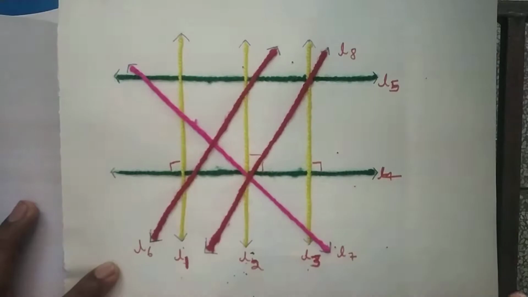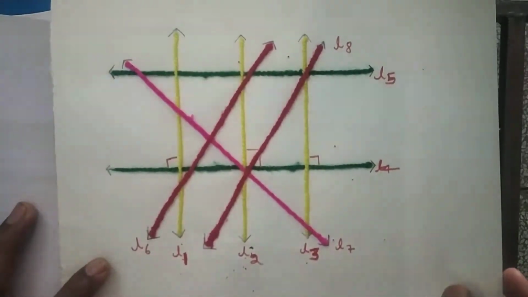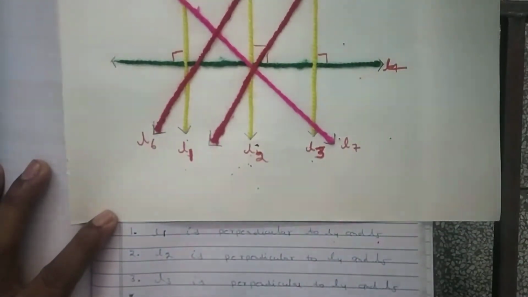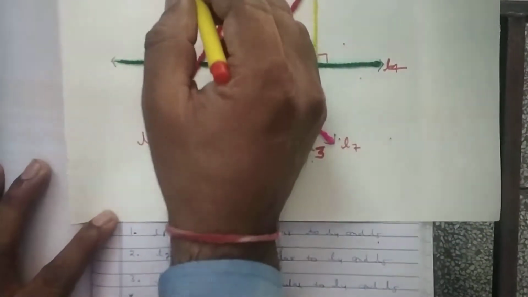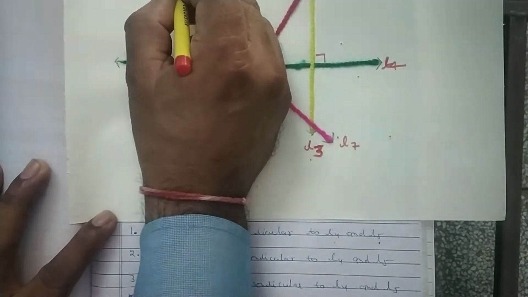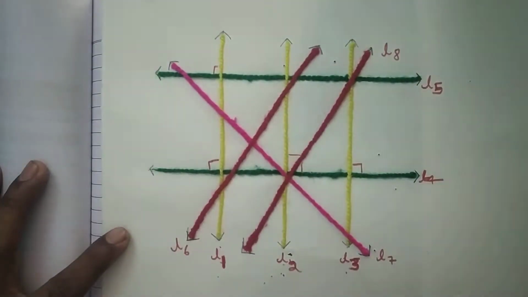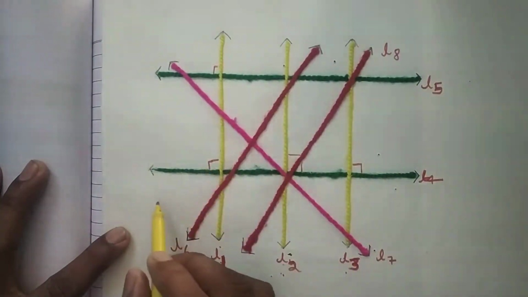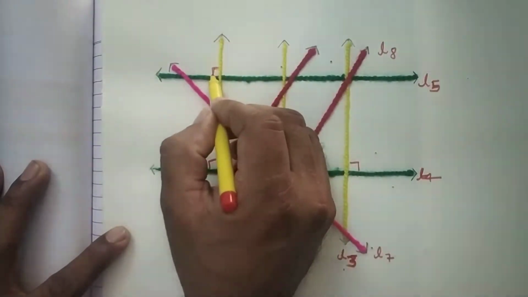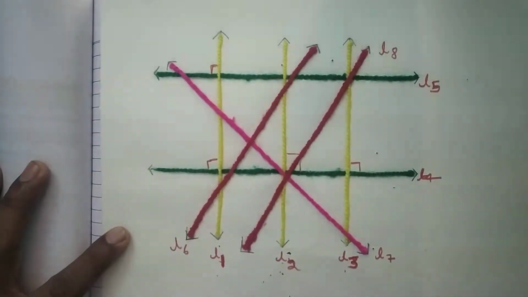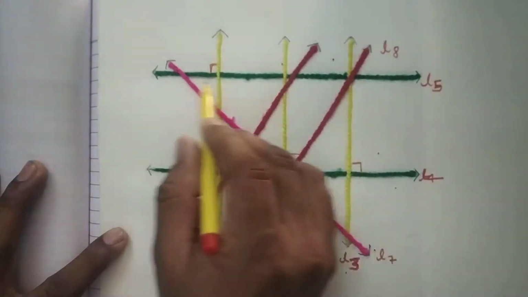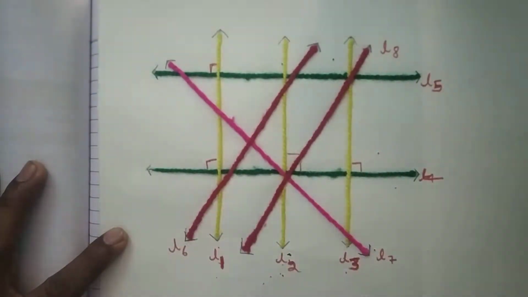Now we demonstrate. Demonstration means what we will do. L1 line is perpendicular to L4 as well as L5. We see that. That is my observation, that L1 line is perpendicular to L4 and also L5.